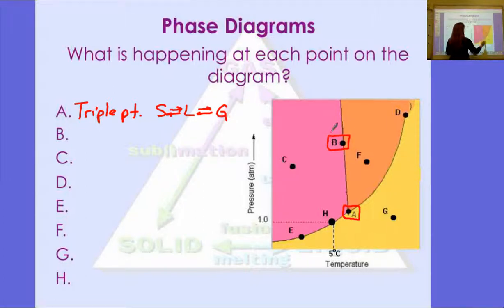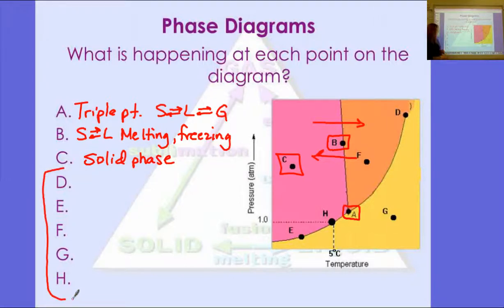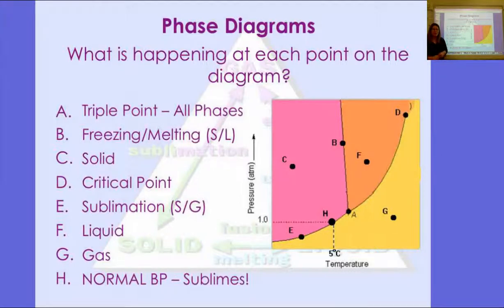Point B is in between the solid and liquid phase. So what's happening? I'm either melting if I'm going this way, or I'm freezing if you're going this way. Point C is always going to be solid phase no matter what. Pause the video, finish these. I'll give you the answers on the next slide. Here are the answers for what's happening at points A through H. Mark any of these that you have questions about so we can talk about them when you come to class.